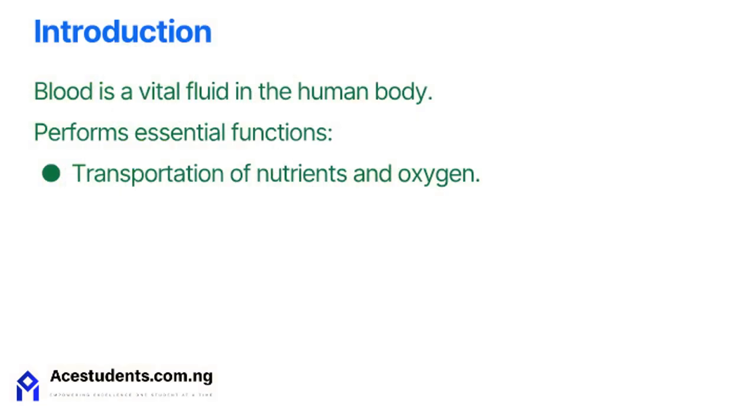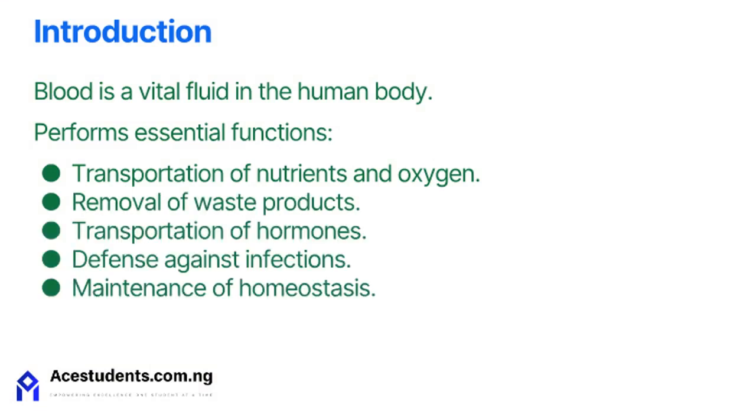Blood is a vital fluid in the human body. It performs essential functions, including the transportation of nutrients and oxygen. In addition to nutrients and oxygen, blood also removes waste products from cells. It also transports hormones, which are chemical messengers that regulate body functions, defends the body against infections, and maintains homeostasis by regulating temperature, pH balance, and fluid pressure.